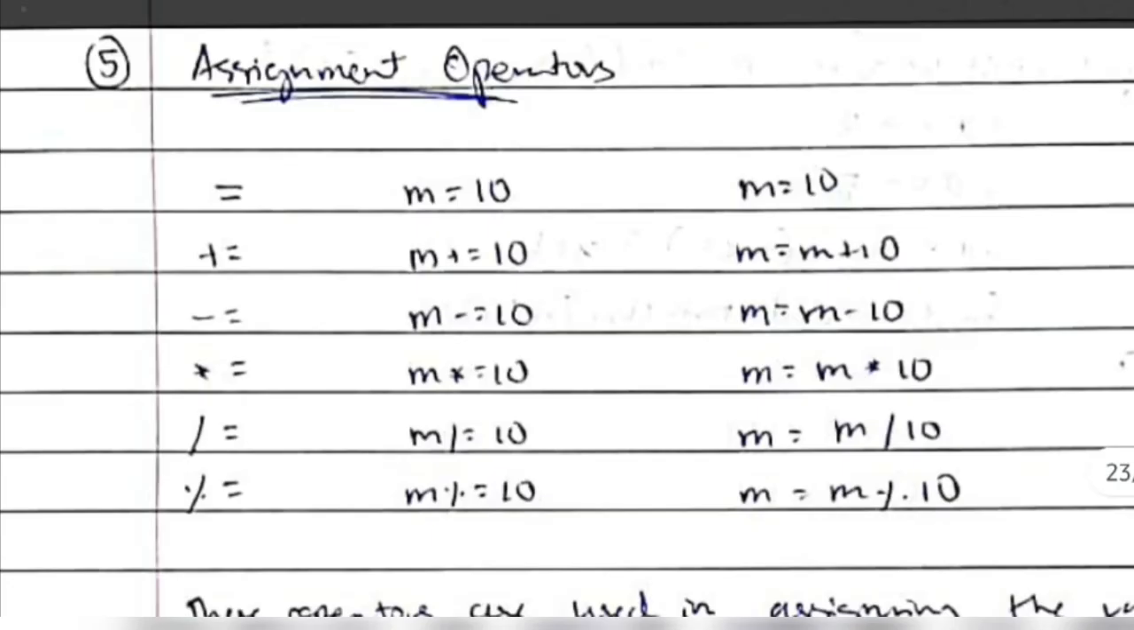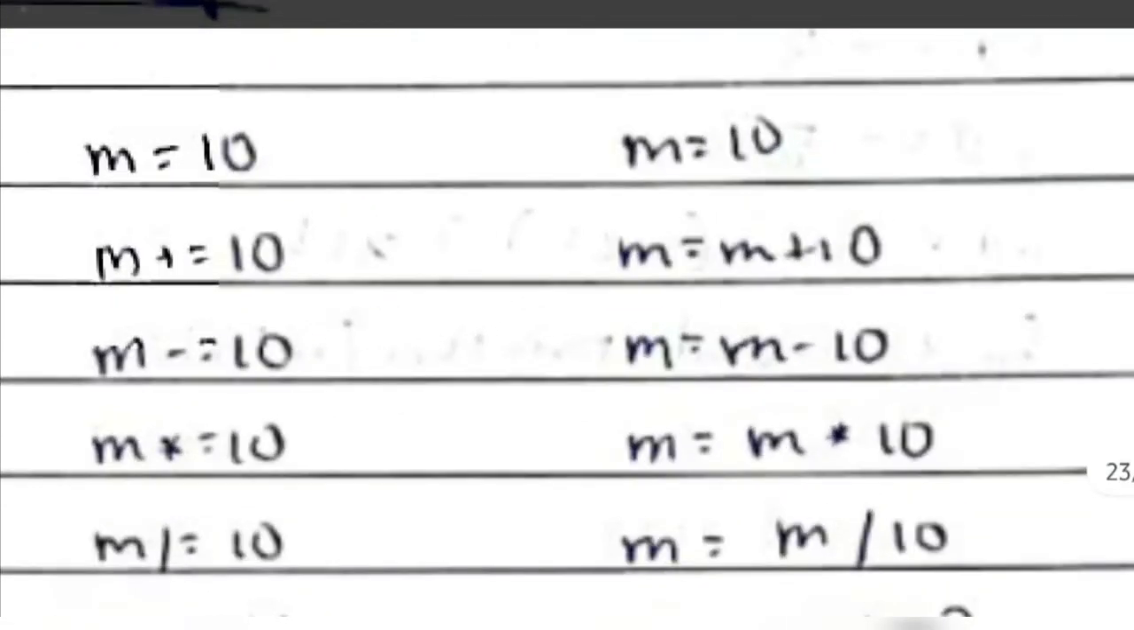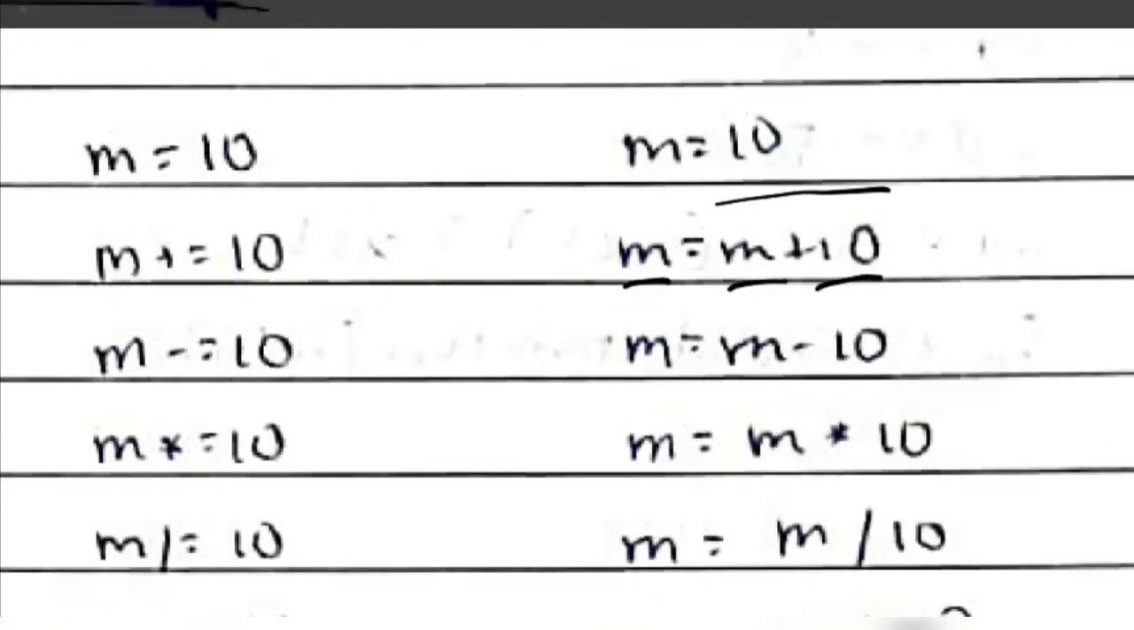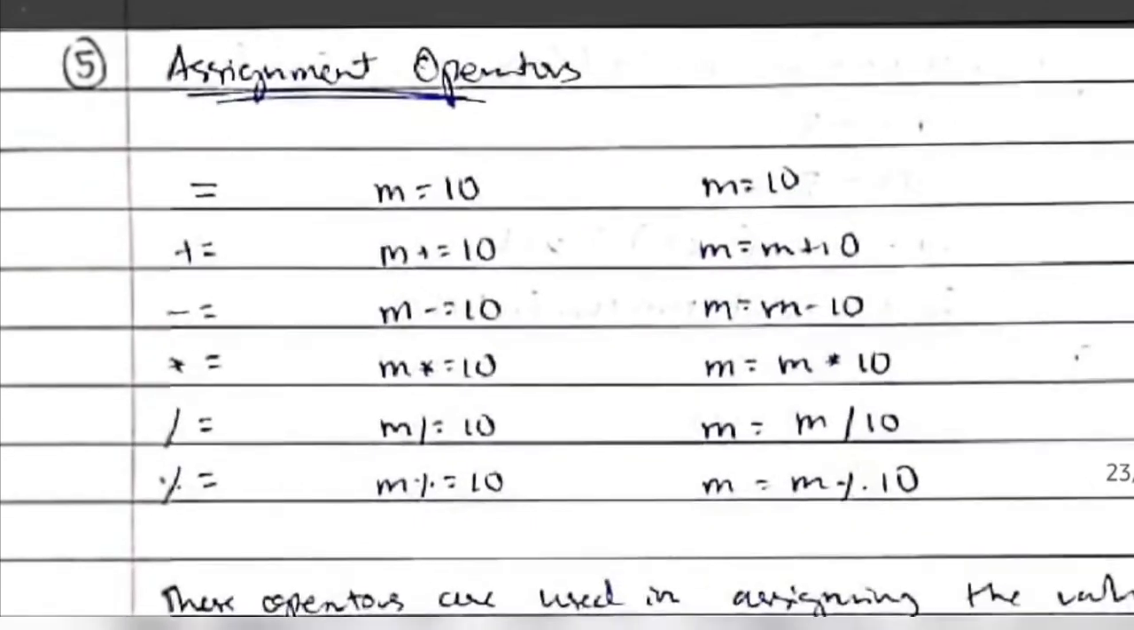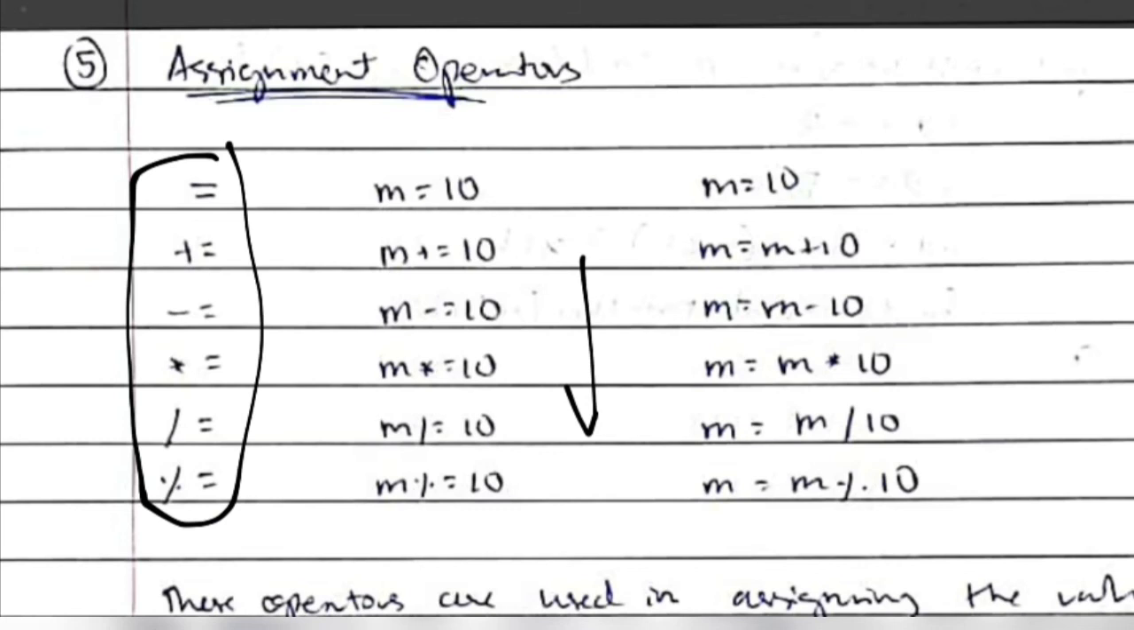Okay, assignment operator means is equal to, means if you have to assign some value to a variable, we will use this operator. And if you have to write m is equal to m plus 10, we can write it using a shortcut, which is m += 10. That will perform the same operation. The same thing we can do for the other operations also. So all these operators come under assignment operators.